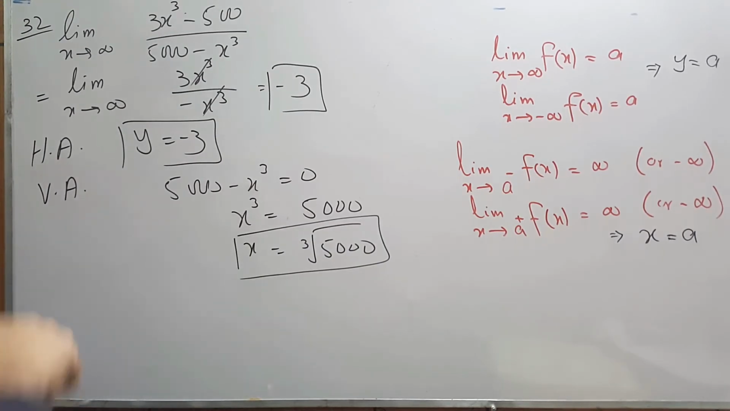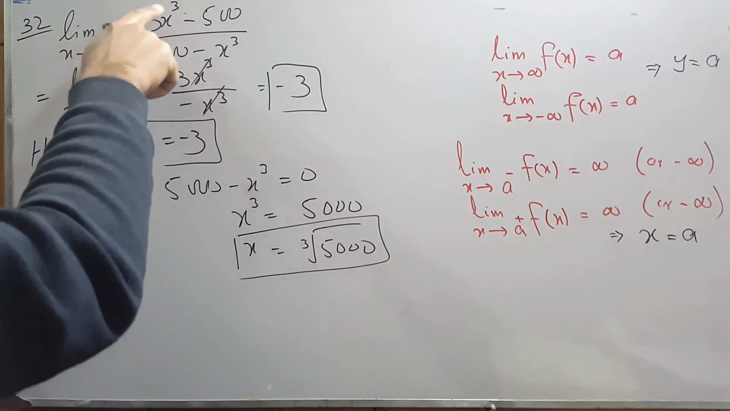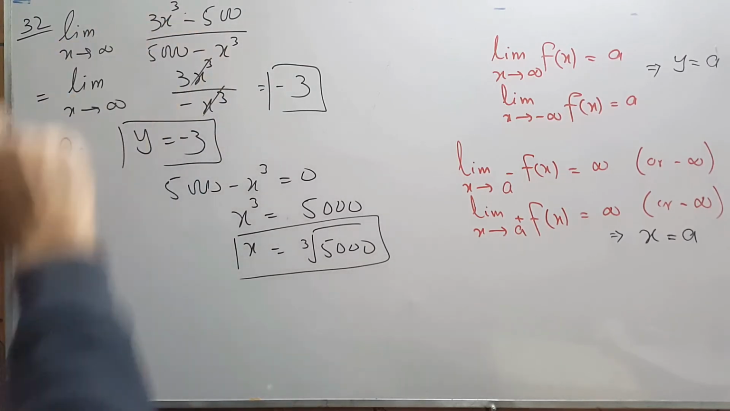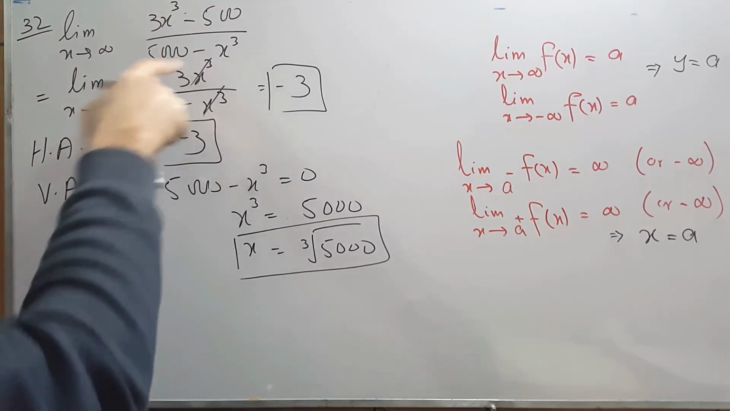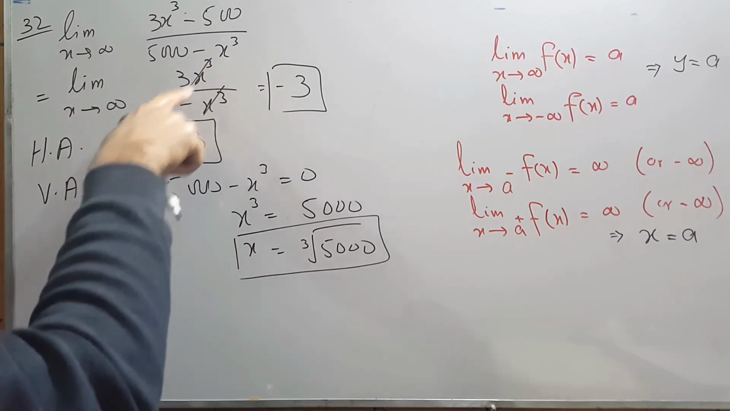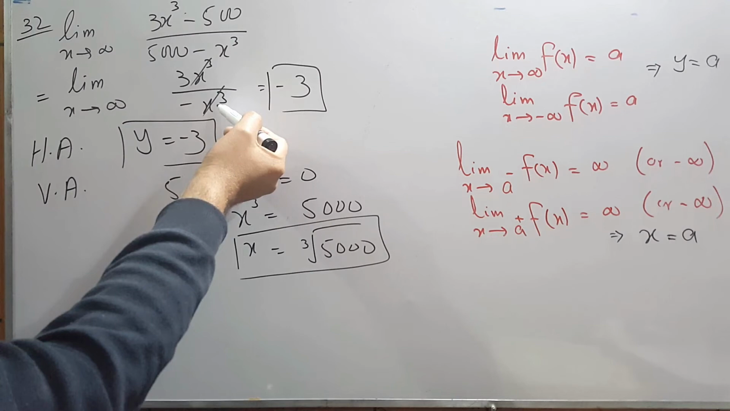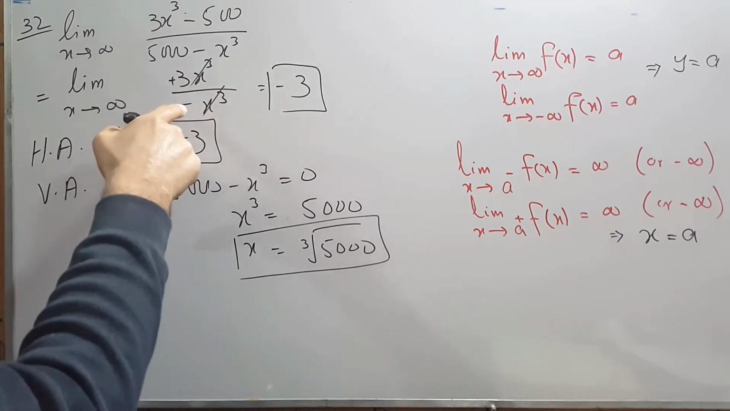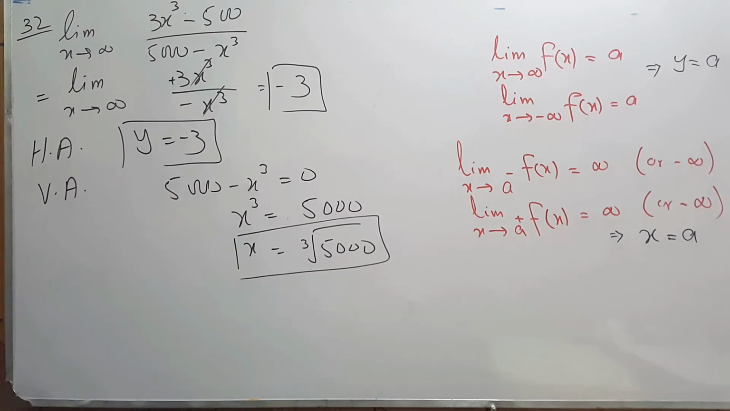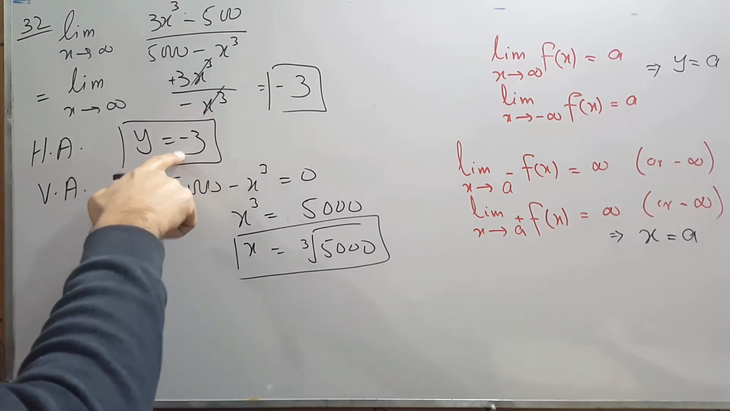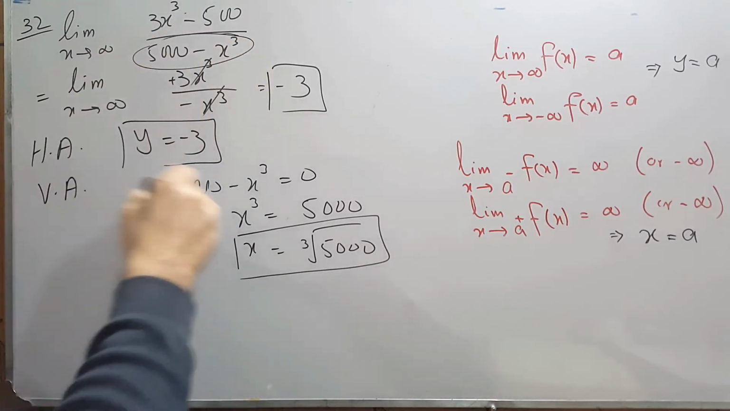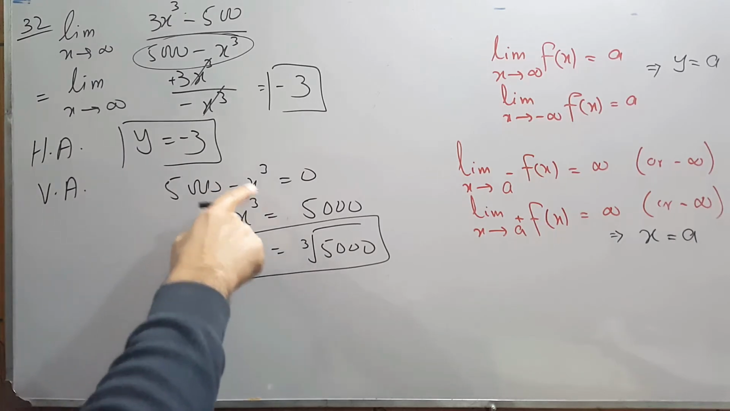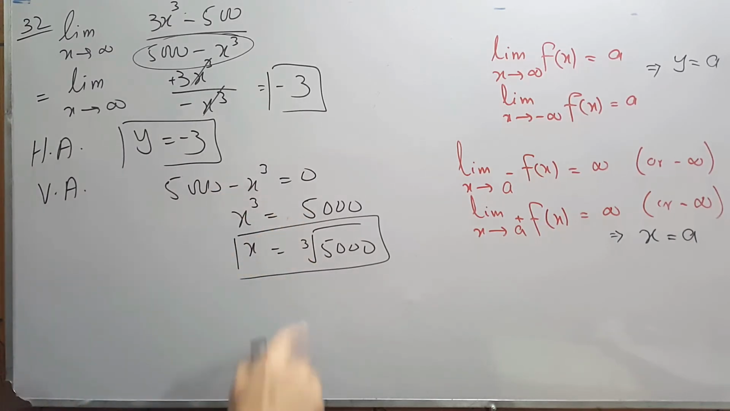And this is the final question of this type of problem. So you have 3x cubed minus 500 and 5000 minus x cubed. In the numerator, we took the highest power of x, which is 3x cubed, and in the denominator, the highest power of x is minus x cubed. So x cubed and x cubed cancel each other. This is plus 3 and this is minus 1, so that gives you minus 3. So the limit is minus 3. The horizontal asymptote is y equals minus 3, the limiting value. For the vertical asymptote, we put the denominator equal to 0 and solve this one. This gives us x equals the cube root of 5000. You can calculate that.